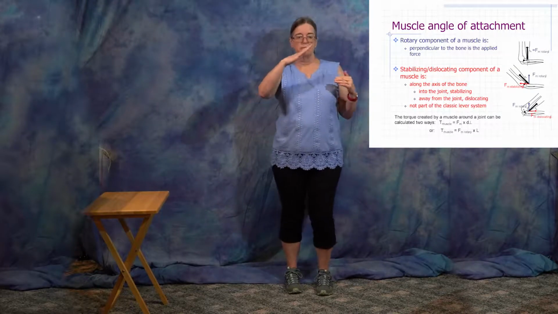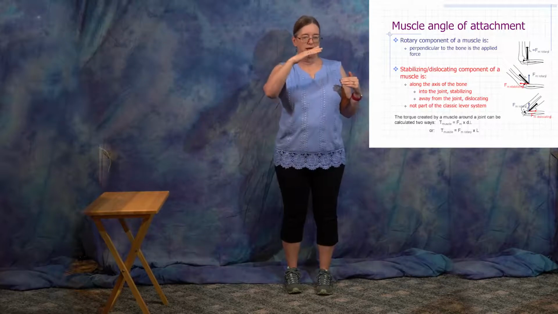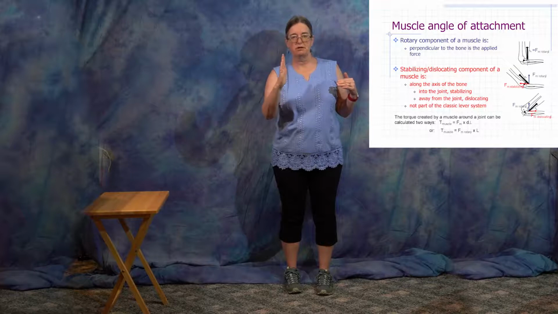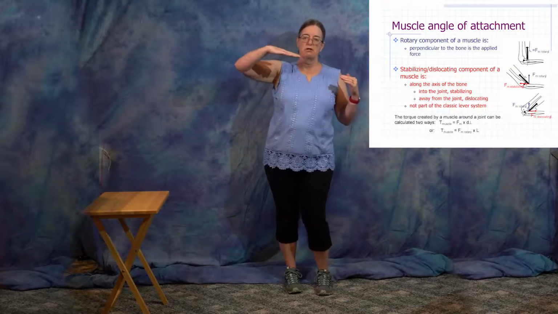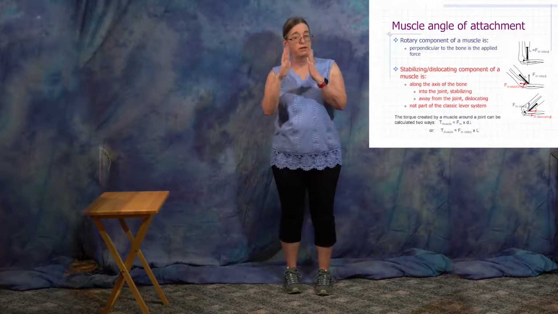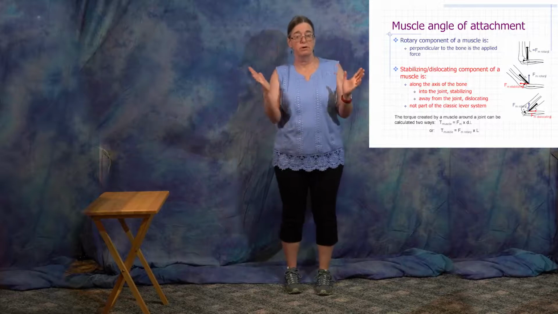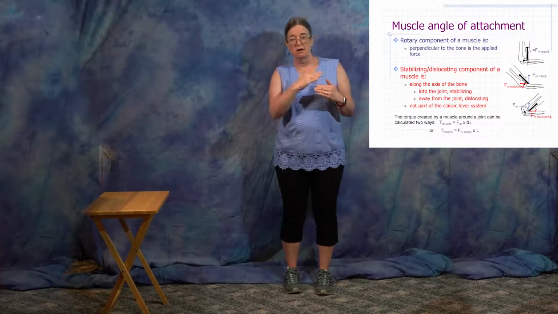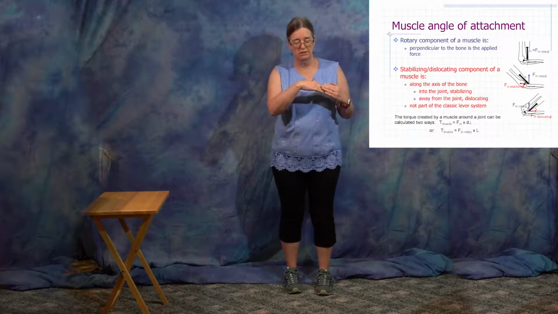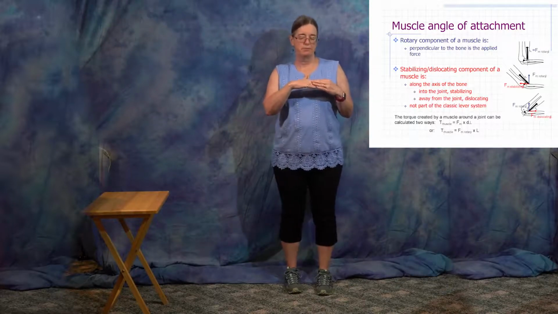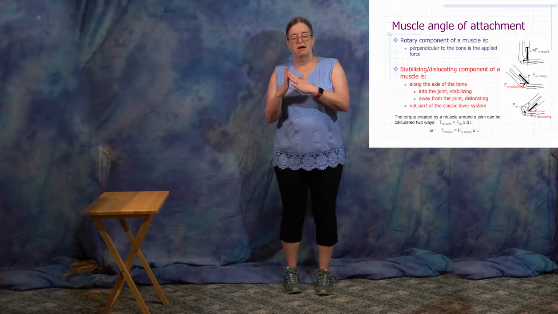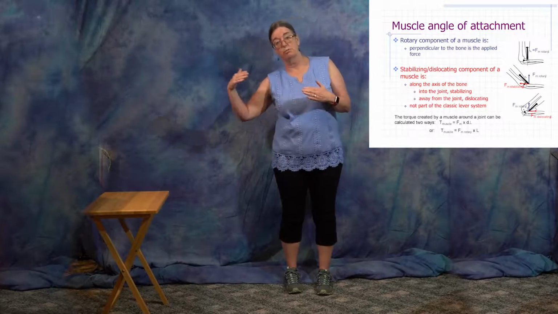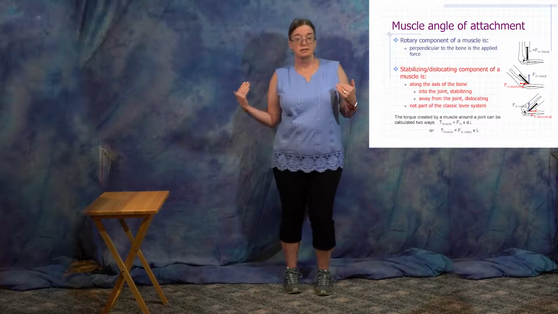So you're taking your muscle force and splitting it into parts that are perpendicular to the bone and that are along the axis of the bone. And the stabilizing or dislocating components are along the axis of the bone. They either pull it into the joint, stabilizing, or pull it away from the joint, dislocating.